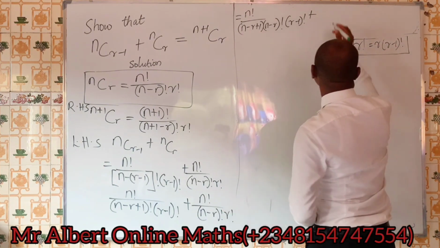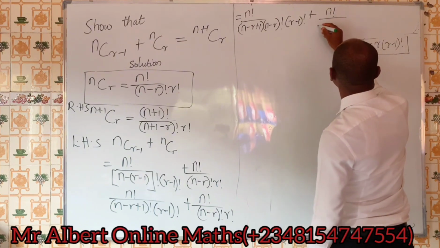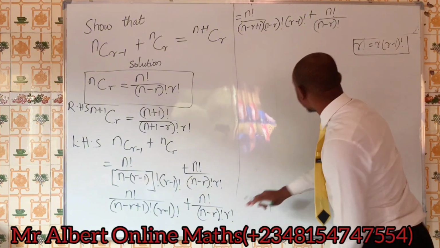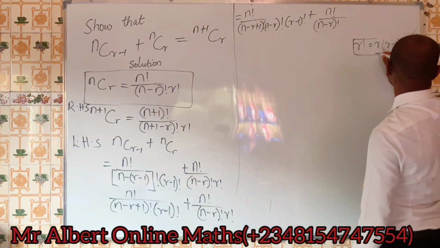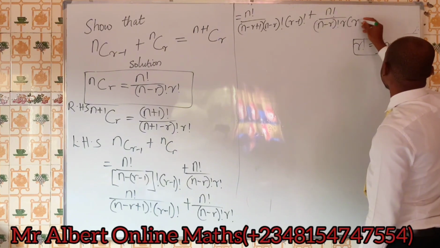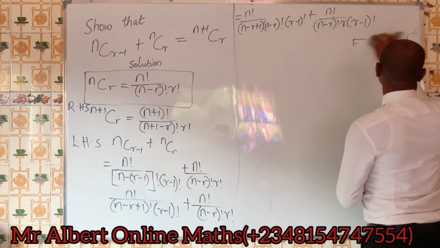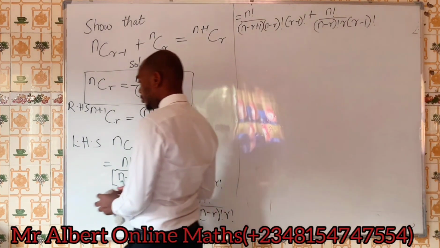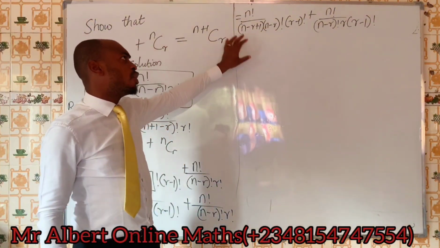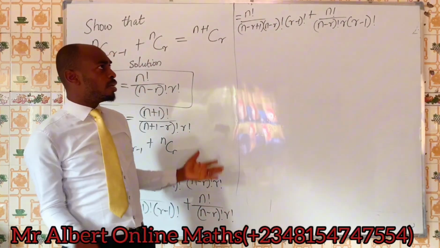So what we have is n factorial all over n minus r factorial. In place of r, I have r times r minus 1 factorial. So what we are going to do at this point is factorize. Look at the common terms, and the common terms, we pull them out.